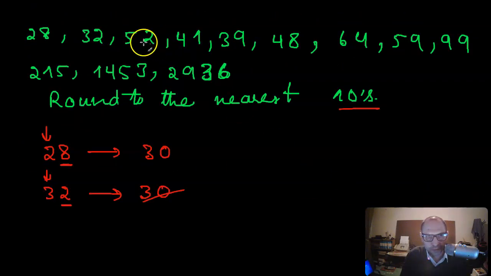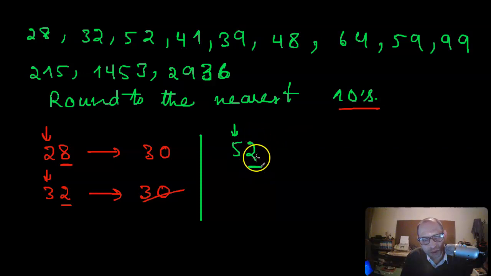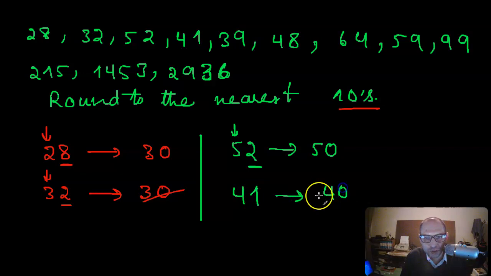Now, for example, a 52, you want to round to the nearest tens, right? Take a look at the digit to the right, which is a 2, which is less than 5. So you have to round down, meaning that the 5 remains a 5, but the 2 is substituted with 0. So the number becomes a 50. Or a 41, with the same logic, is rounded down to 40, because it's closer to 40 than to 50. Or, for example, a 39 is rounded up to a 40. A 48 is rounded up to a 50.